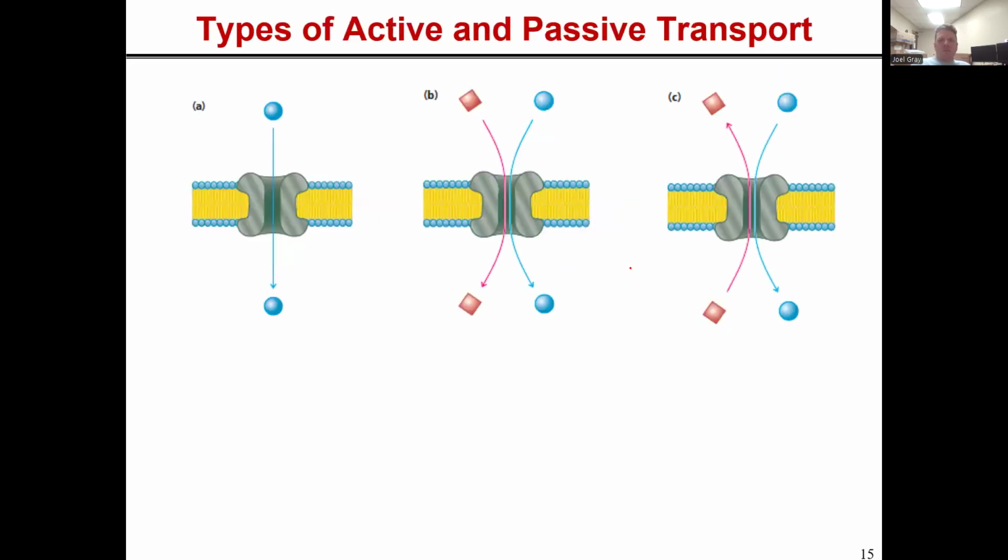Now, these different types of active and passive transport, we have three major types.